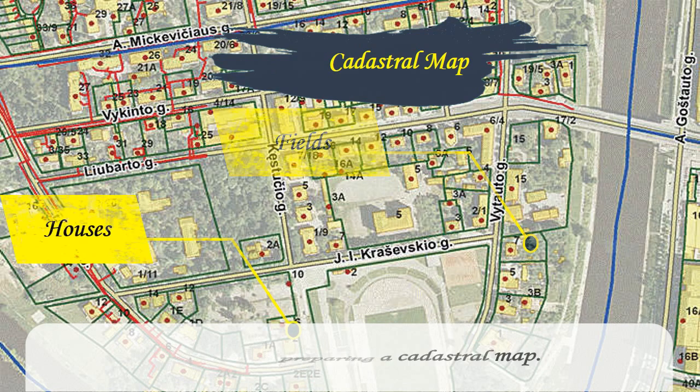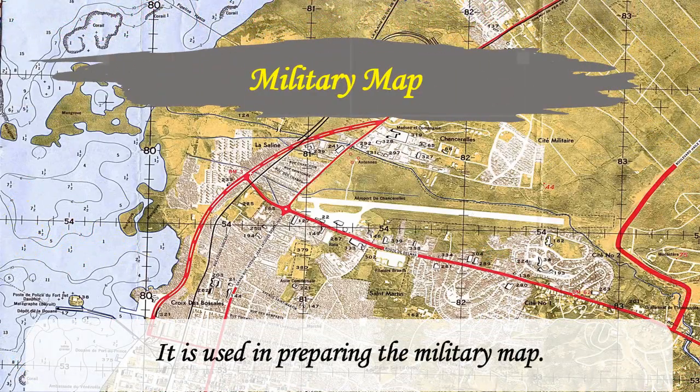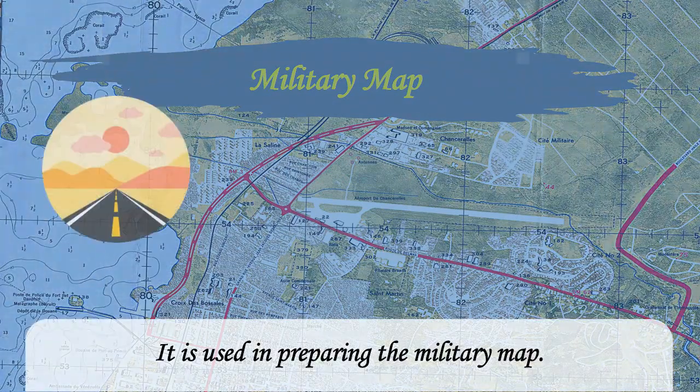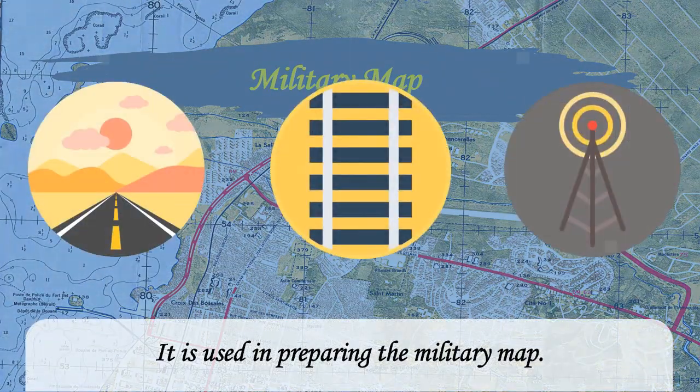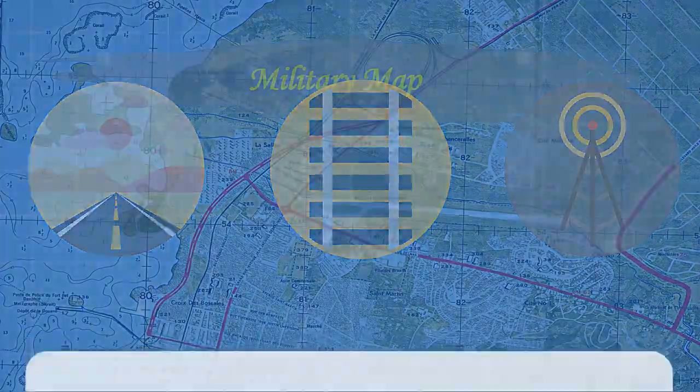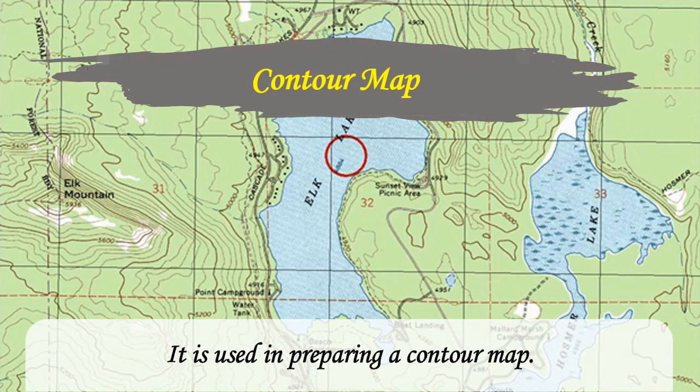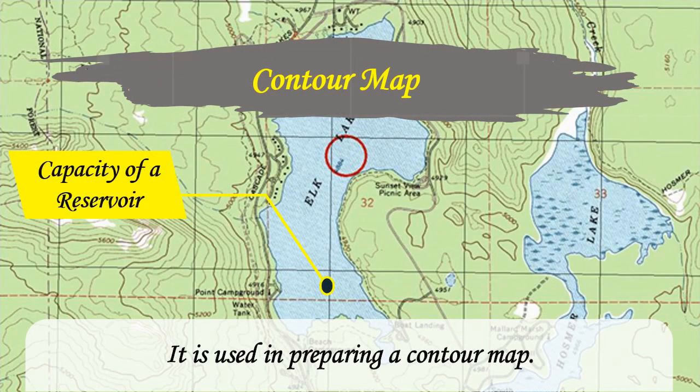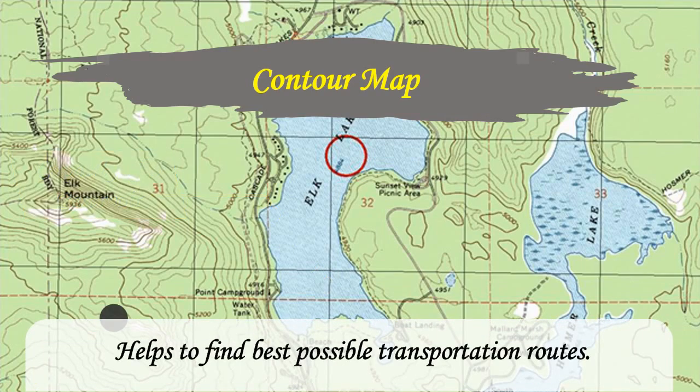other properties. It is used in preparing a military map, which shows the roads, railways and communications with different parts of a country. It is used in preparing a contour map to determine the capacity of a reservoir, which also helps to find the best possible transportation routes.